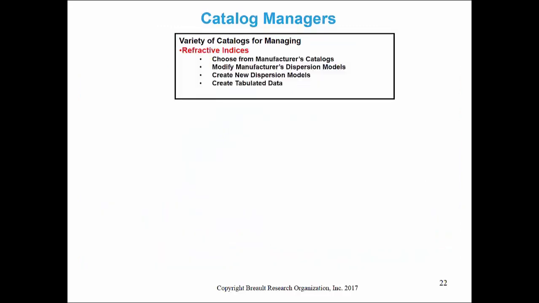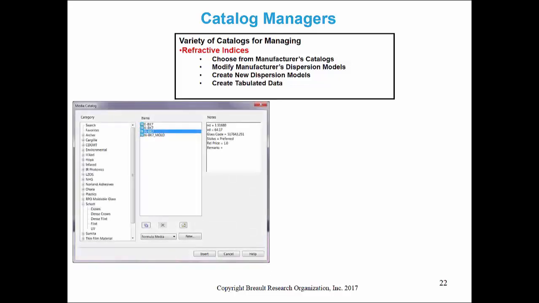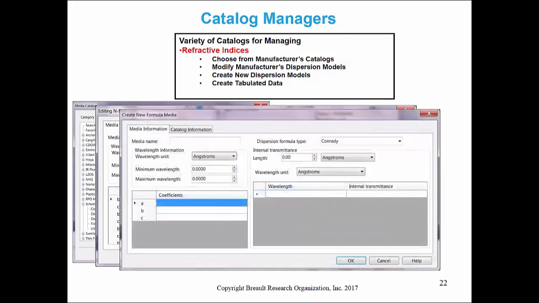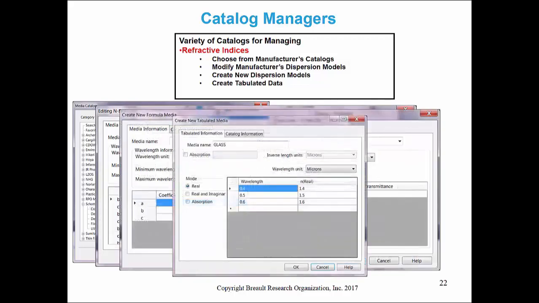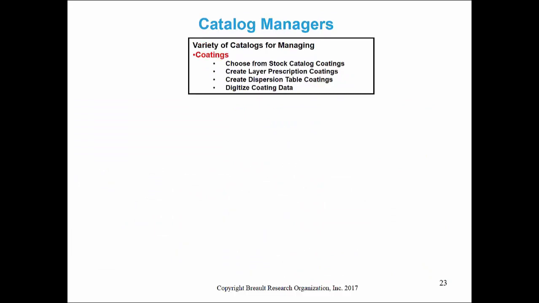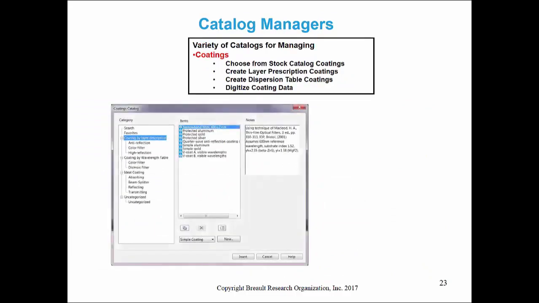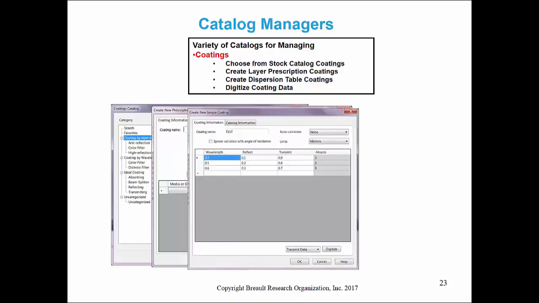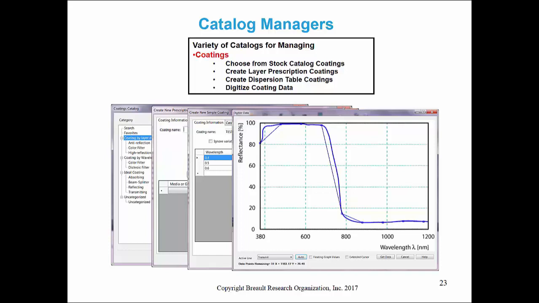The media catalog allows you to choose from or create a wide variety of refractive index materials. Choose refractive indices from the catalog, create refractive indices through media formula or dispersion formula, or create refractive indices through table data. The coatings catalog allows you to choose from or create a wide variety of coating materials. Choose predefined coatings from the catalog, create coatings through prescriptive data, create coatings through tabular data, or create coatings through ASAP's digitizer.